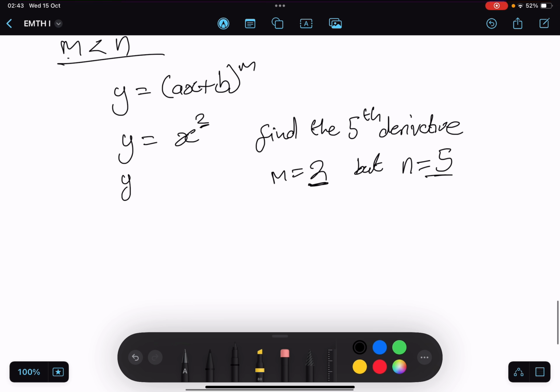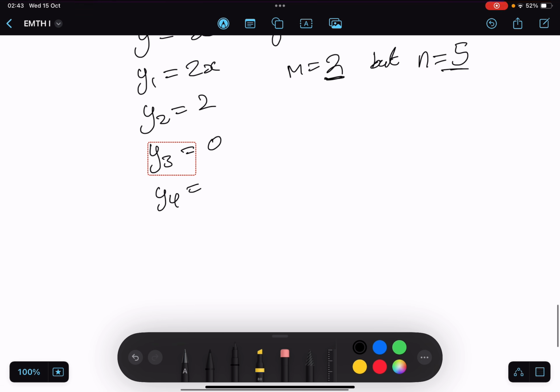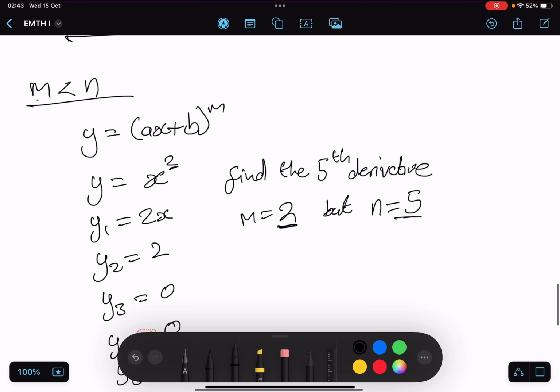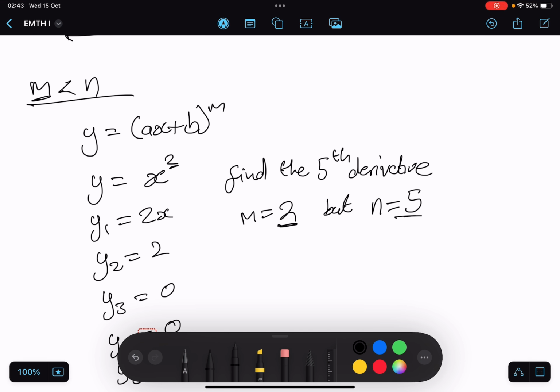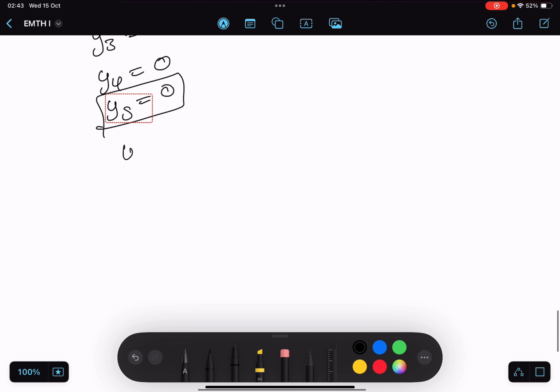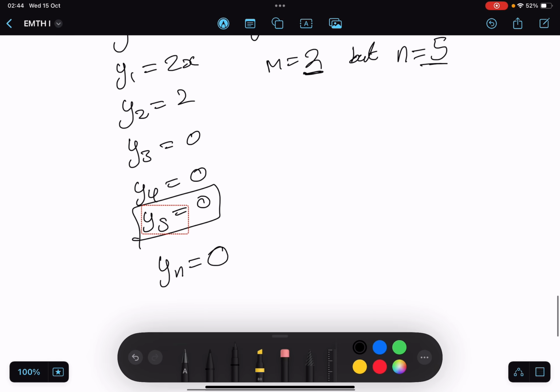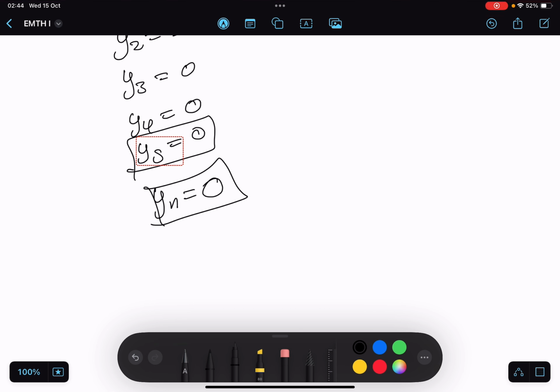So our first derivative here is going to be 2x. Our second derivative is going to be 2. Third derivative is going to be 0. Fourth derivative is still 0. Fifth derivative is still 0. So you can see here, if m is less than n, we are always going to get your nth derivative equal to 0. So from this case, when m is less than n, your nth derivative is equal to 0.